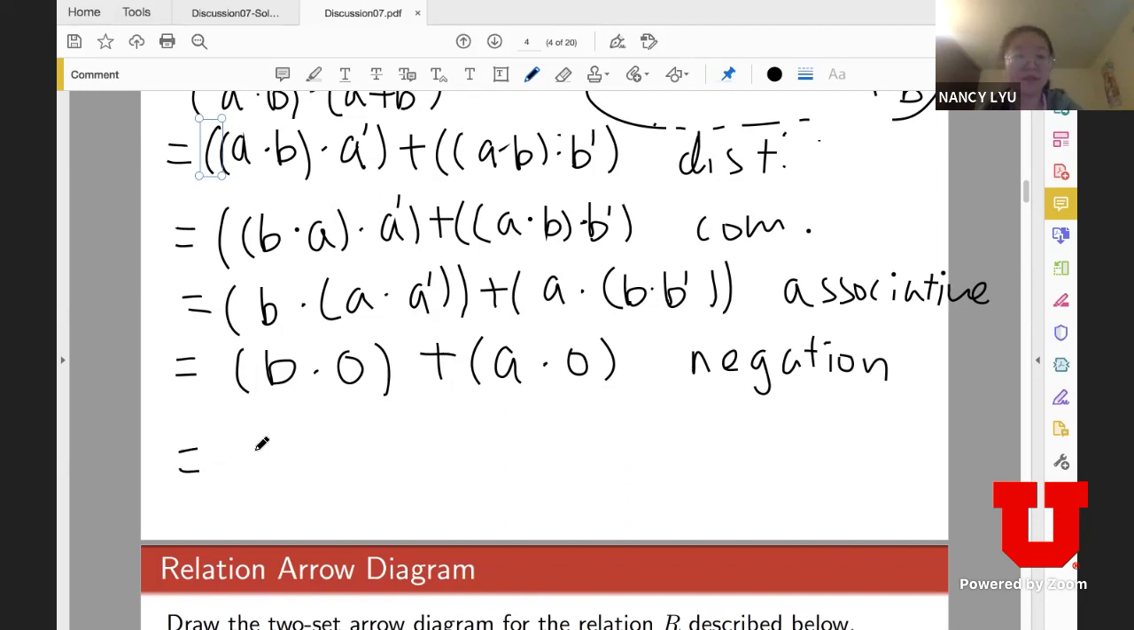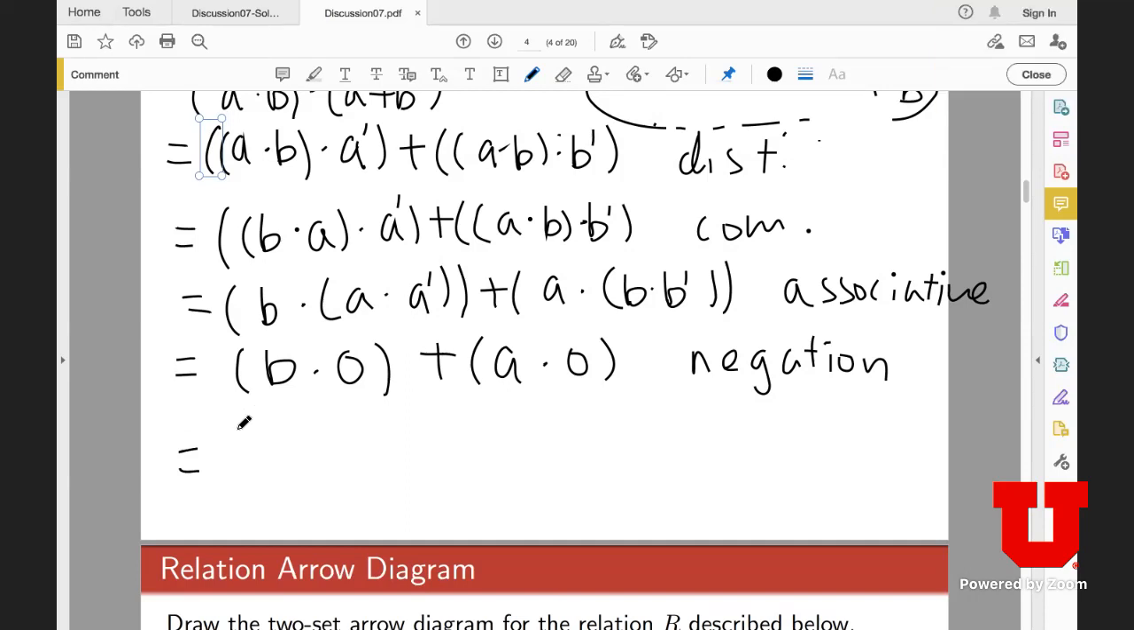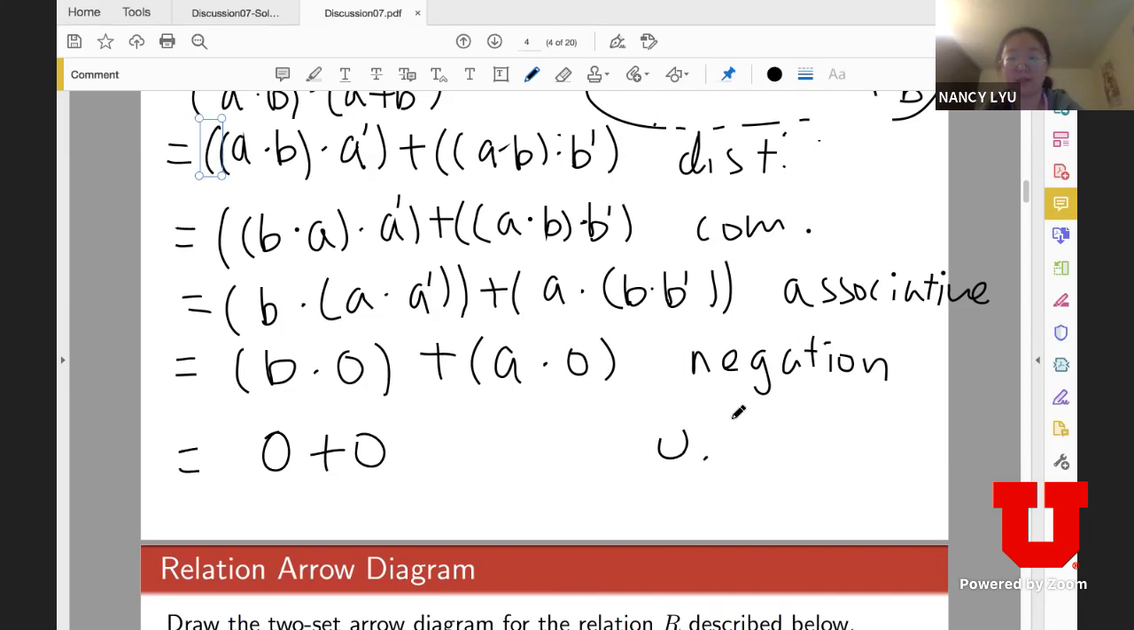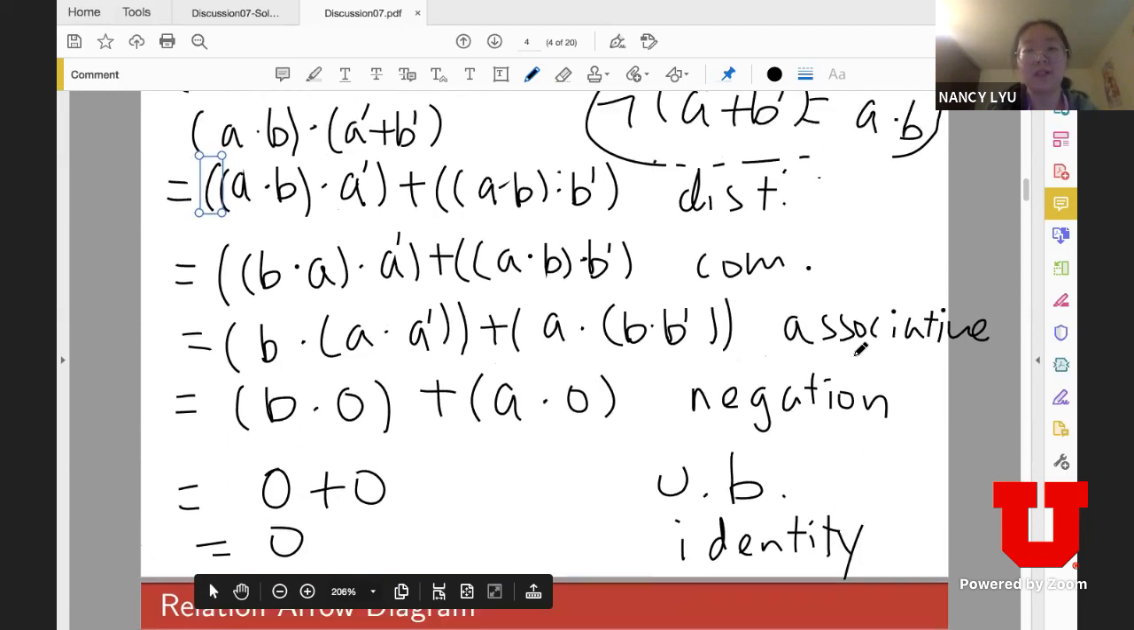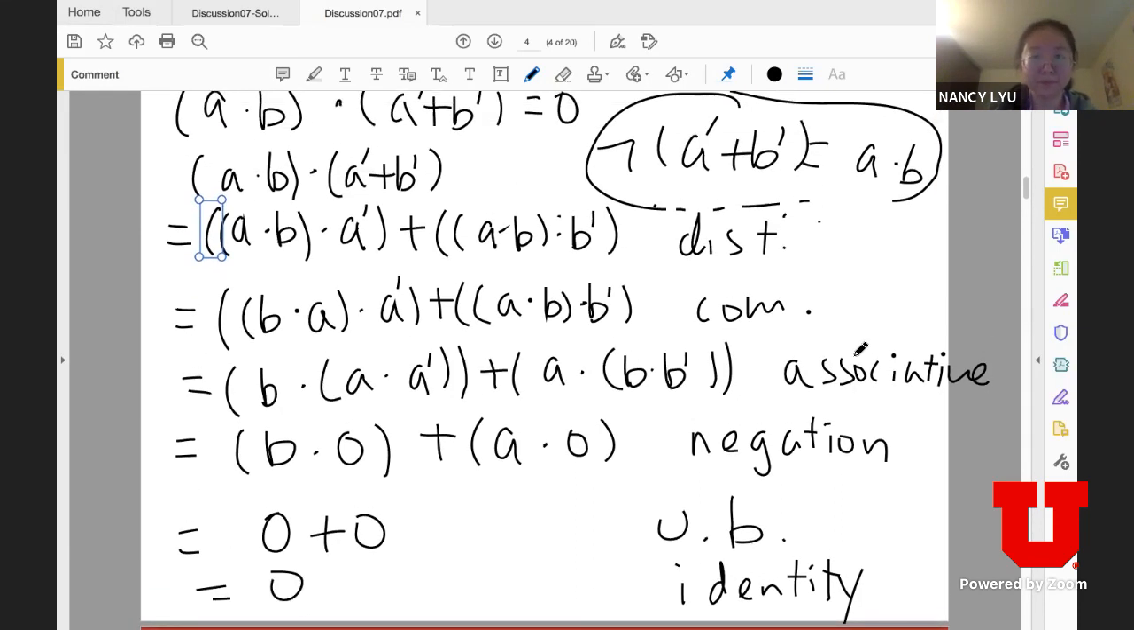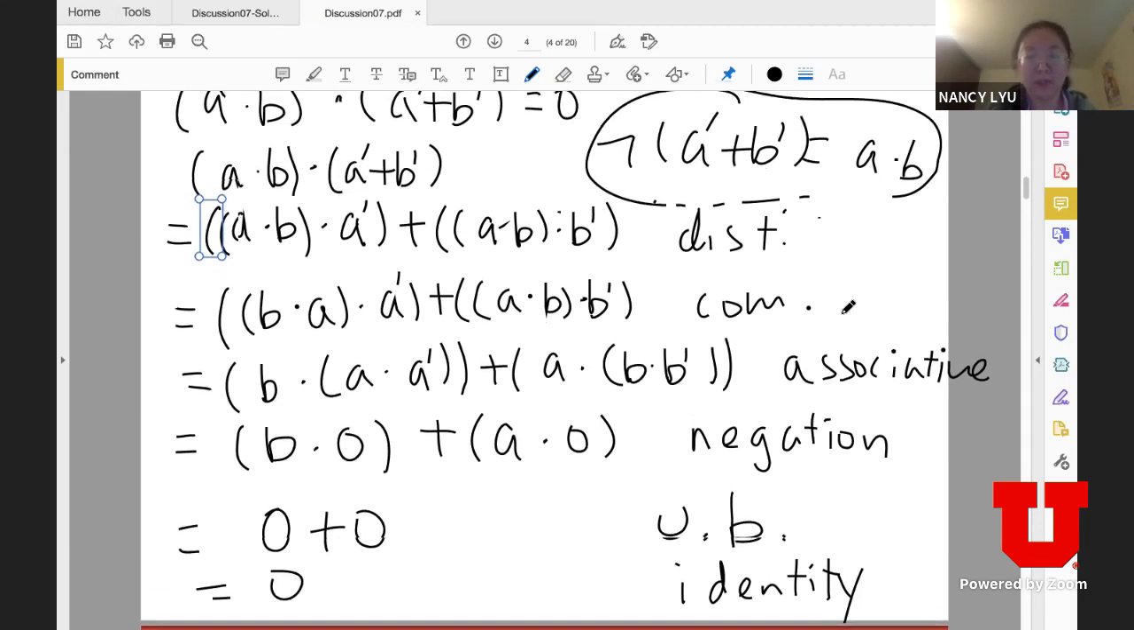And then we're going to use which one? Universal bound. Yes, this will give us 0 plus 0, which is 0. And the last one is identity. Okay, and we're done with this problem. Any questions?